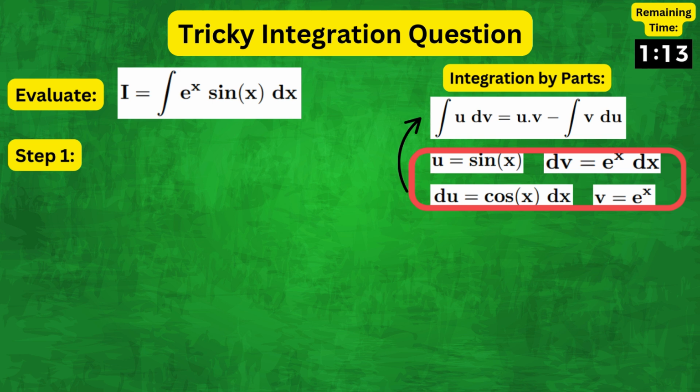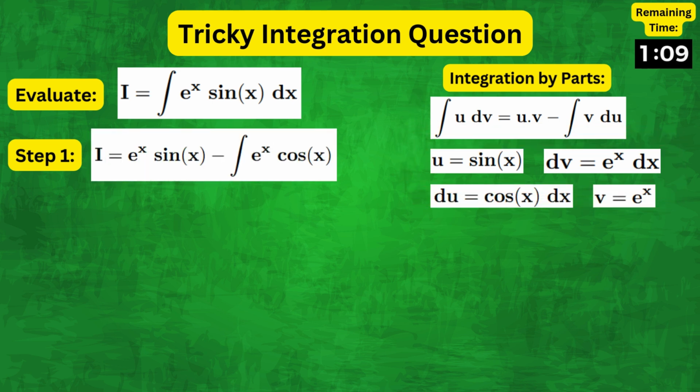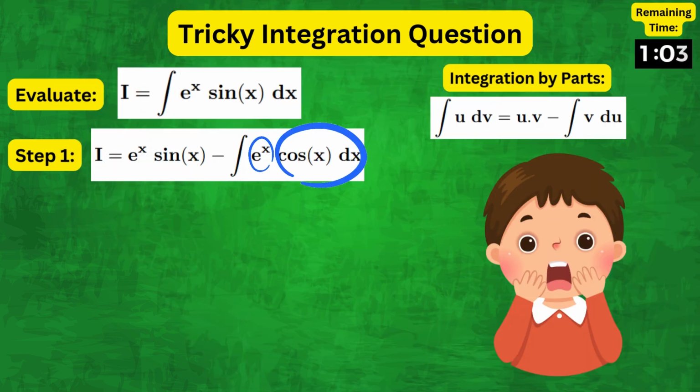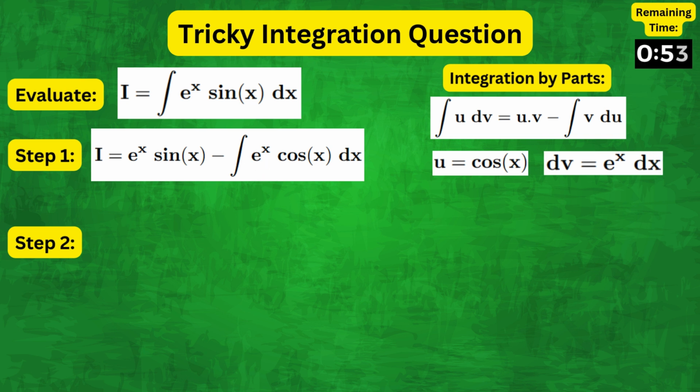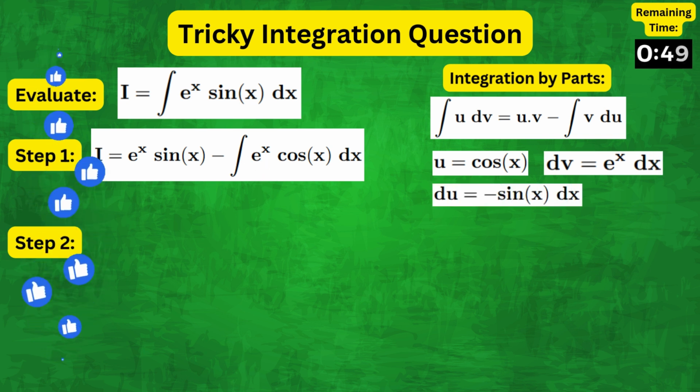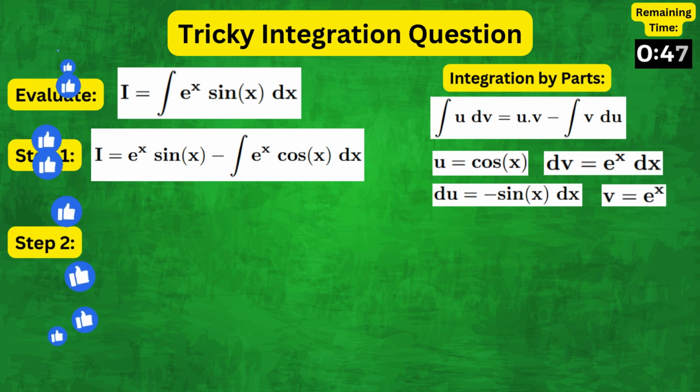Therefore, plugging these into the integration by parts formula, we get I equals e to the x sine x minus the integral of e to the x cos x dx. Now, notice that we have another product of two functions inside this integral, so we can use integration by parts again with u equals cos x and dv equals e to the x dx. And therefore, du equals minus sine x dx and v equals e to the x.